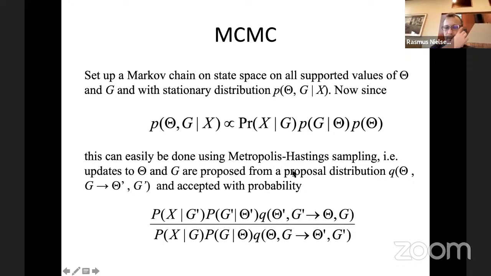which you can see. I'm assuming here that P of theta is uniform, so that cancels out. So you have a term here, this function times that function, and then you correct with this ratio of proposal probabilities: the probability of going from the new state to the old state divided by the probability of proposing a change from the old state to the new state.